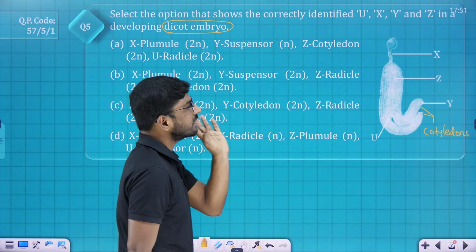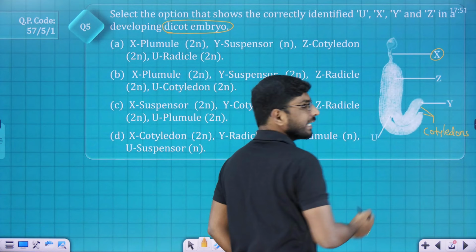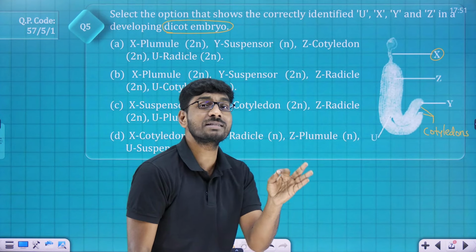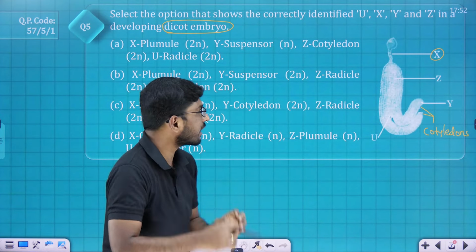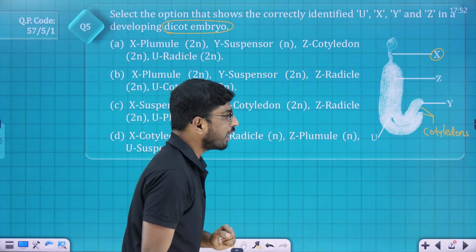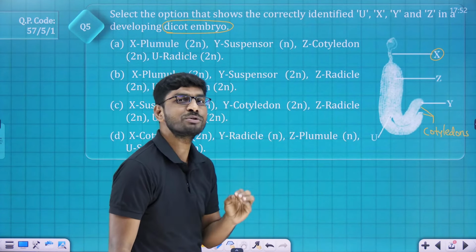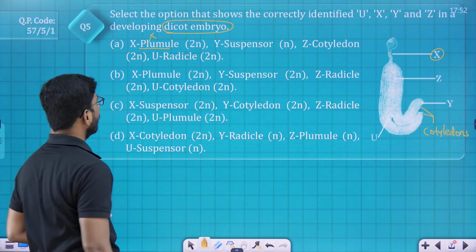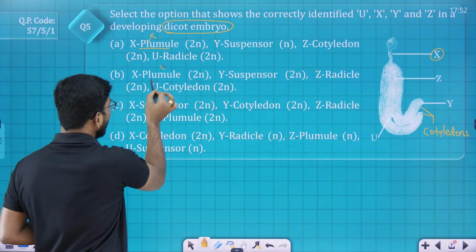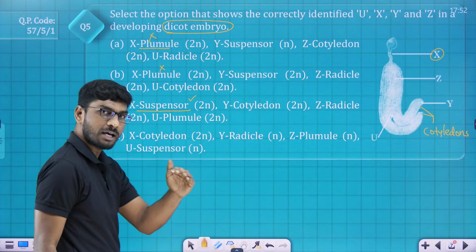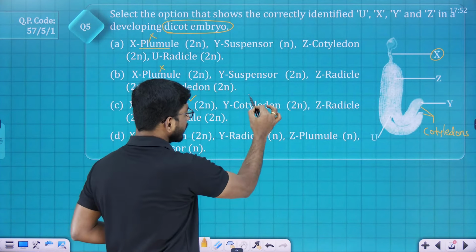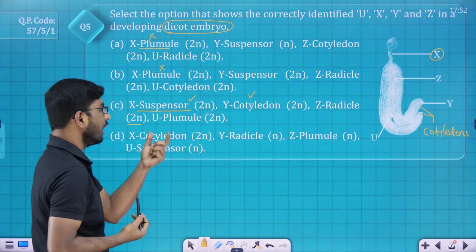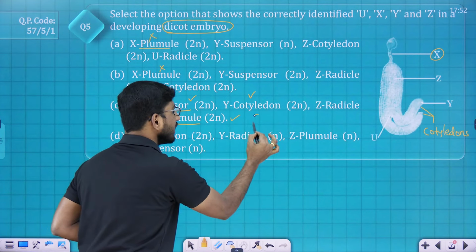Now, what is X? If you recall the entire development of embryo, X is suspensor, Z is radicle, Y is cotyledons, and U is called plumule, between these 2 cotyledons. Find the correct answer. Here X is given as plumule. No, this is not plumule. X is suspensor, 2N. Correct. Next, Y is cotyledon, 2N. Next, Z is radicle, again 2N. And plumule is also given 2N. So option C is the correct answer.